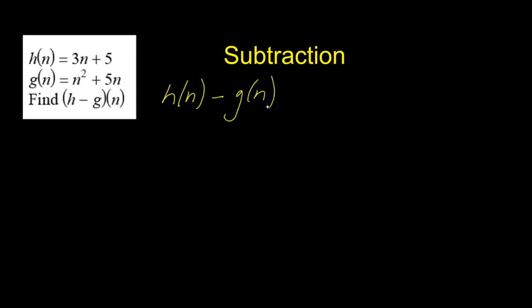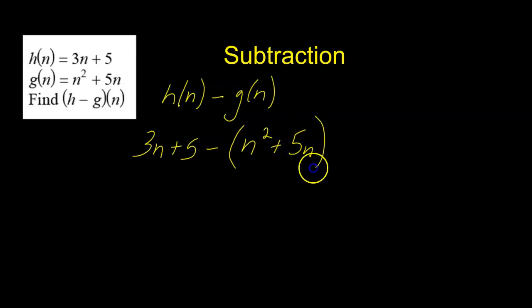For the subtraction, you have to be careful because if your second function has more than one term, you always want to make sure you distribute that negative. So your h of n is 3n plus 5 minus, and then make sure you open a parenthesis so you don't forget to distribute, n squared plus 5n. And then you distribute your negative, and combine like terms. Okay, so see, I distributed my negative. That's how these signs are going to flip.